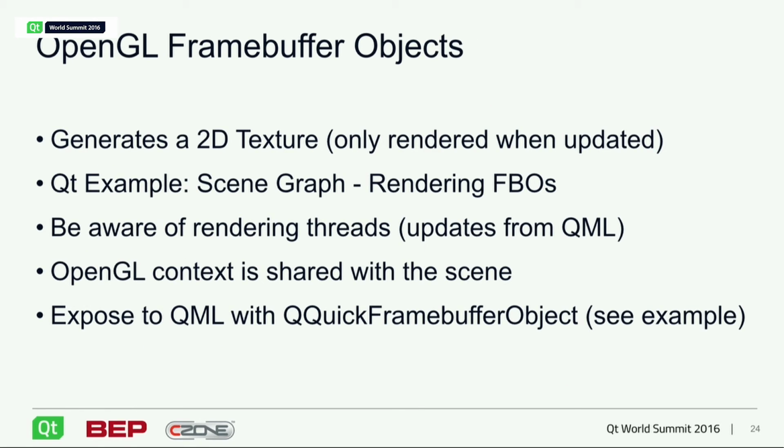So as I mentioned, it creates a 2D texture, only rendered when updated. If you want to look at, there's a really good example in the Qt example pack. So scene graph rendering FBOs, that one's quite good. Basically does exactly what I've just done. Be aware of the rendering threads.